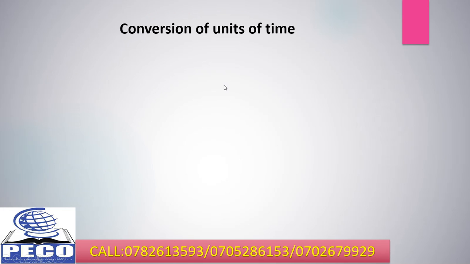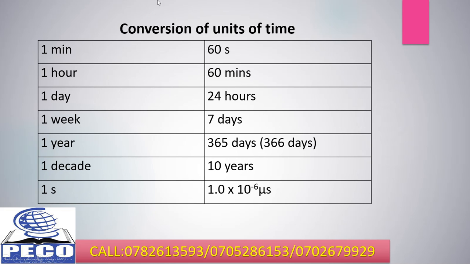How can I convert? I just give you a table, but you can convert this later. So how many seconds are in 1 minute? We have 60 seconds. How many minutes are in 1 hour? We have 60 minutes. These are obvious, you know them. 1 day has how many hours? 24 hours. 1 week has how many days? 7 days. And 1 year has 365 days. But February may have 29 days, and then we shall have 366 days.